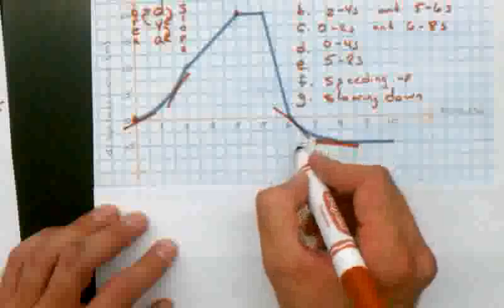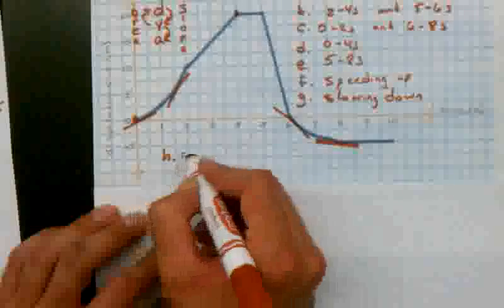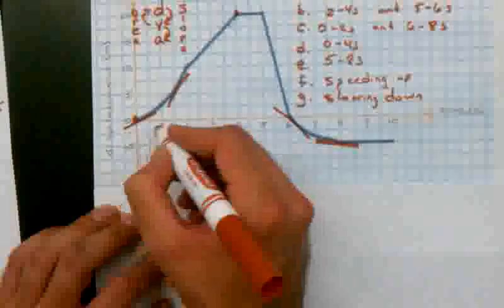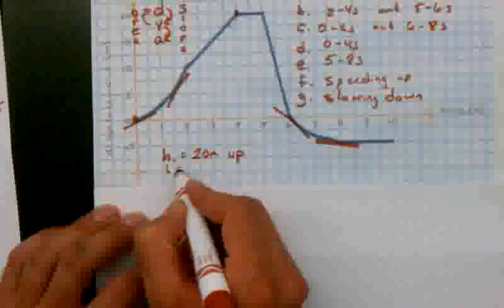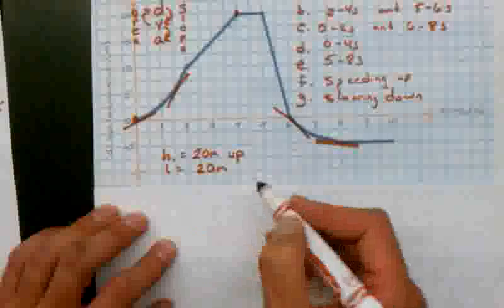Letter H. What was the elevator's displacement for the first 4 seconds? Well, it started at 0, and by 4 seconds it was at 20, so its displacement is just 20 meters, and it's in the positive direction. Remember, displacement has direction, so I'm going to say up. How far did the elevator travel in the first 4 seconds? That's just asking for distance. So there we can just say 20 meters. It's a scalar.